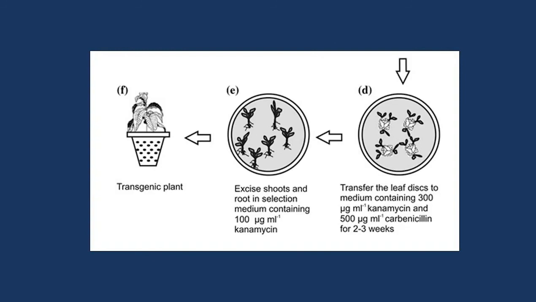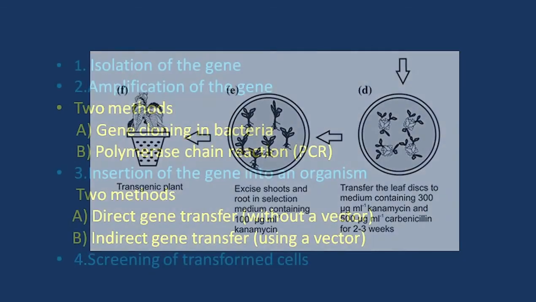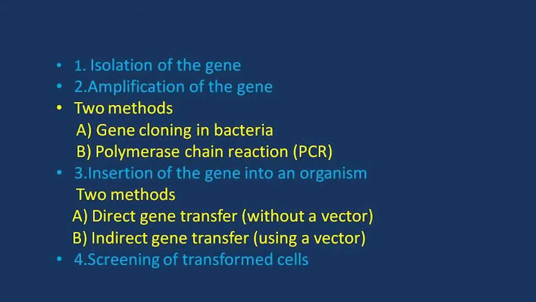So this results in root formation, and these plants are then taken out, hardened and then transferred to polythene bags or pots. The plant that we have created can be called a transgenic plant or a genetically modified plant. To summarize all the steps in genetic engineering, first step is isolation of the gene.